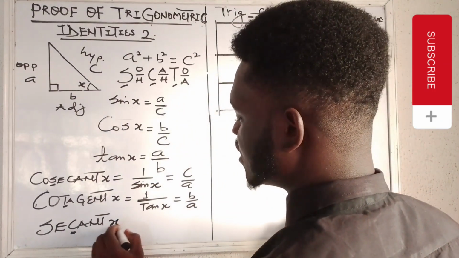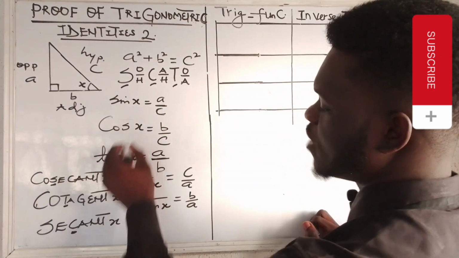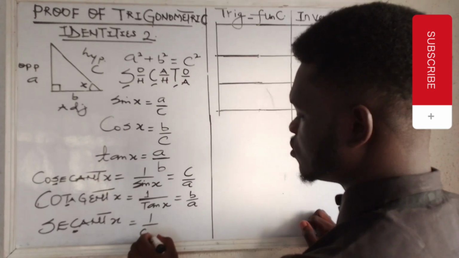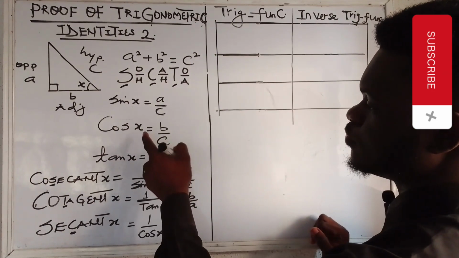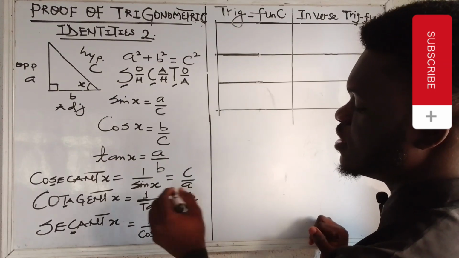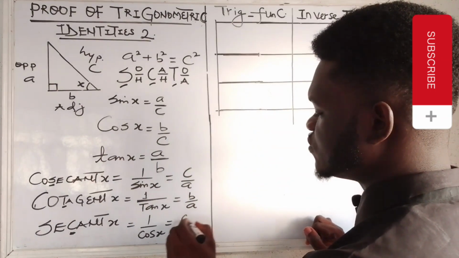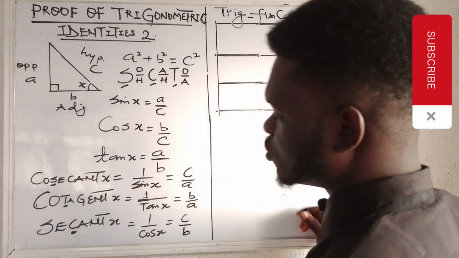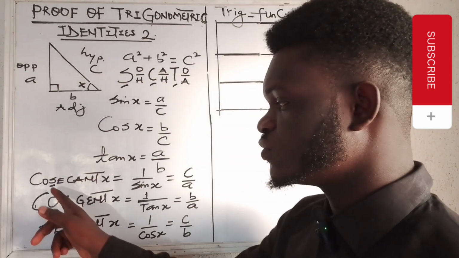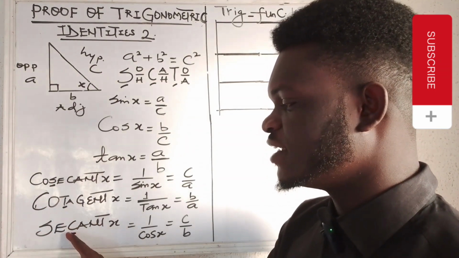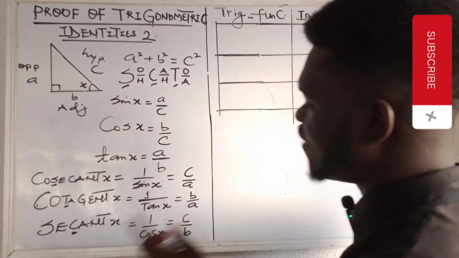Then the last one, secant x. What is the third letter? C, so we have cos. So 1 over cos x. And cos x is B over C, but 1 over cos x will be the inverse, so we have C over B. So this is a very perfect algorithm that you can use to always remember that. So secant, cosecant and cotangent are the inverses. Now, mind you, they are also like that. They are also vice versa.